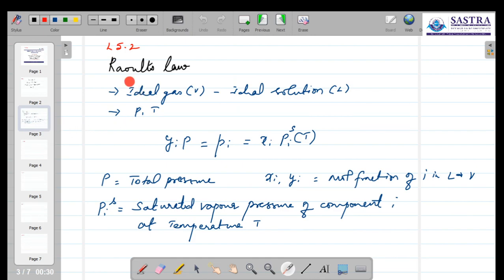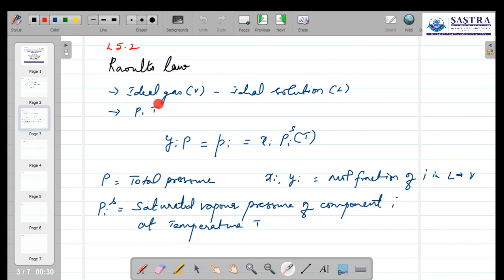Now let's quickly recollect what Raoult's law is. The two important assumptions behind Raoult's law are that the vapor state is expected to behave like an ideal gas, in equilibrium with the liquid phase, and the liquid phase is assumed to be like an ideal solution. So the vapor phase is an ideal gas, whereas the liquid phase is an ideal solution. Thermal and hydrostatic equilibrium is already established, so both the vapor and the liquid are at the same temperature and the pressure is known.